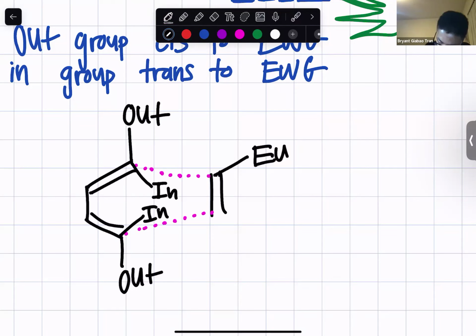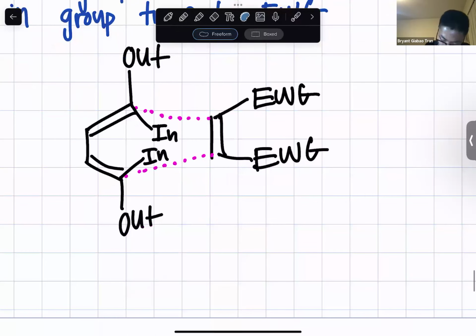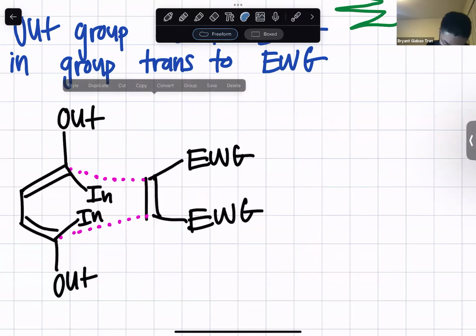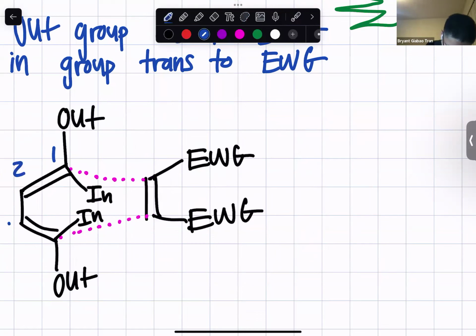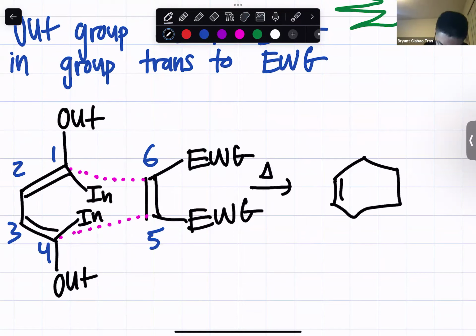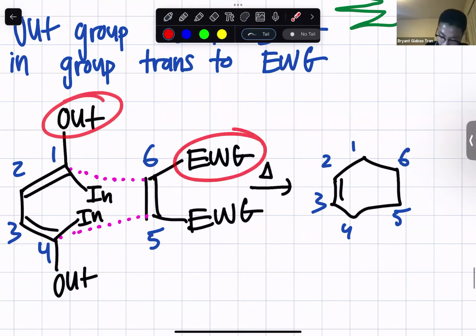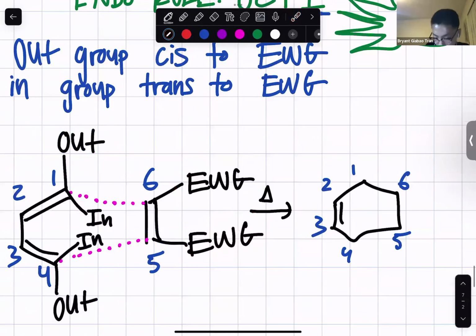And the dienophile usually has an electron withdrawing group, right? Like that. And since we said let's say this is 1, 2, 3, 4, 5, 6, and react that with heat, we are going to get this Diels-Alder product, where this is 1, 2, 3, 4, 5, 6. We said the outgroup is cis to the EWG, octi, cis. So let's make the outgroup a dash. It could be a wedge as well, but I usually see these as dashes.